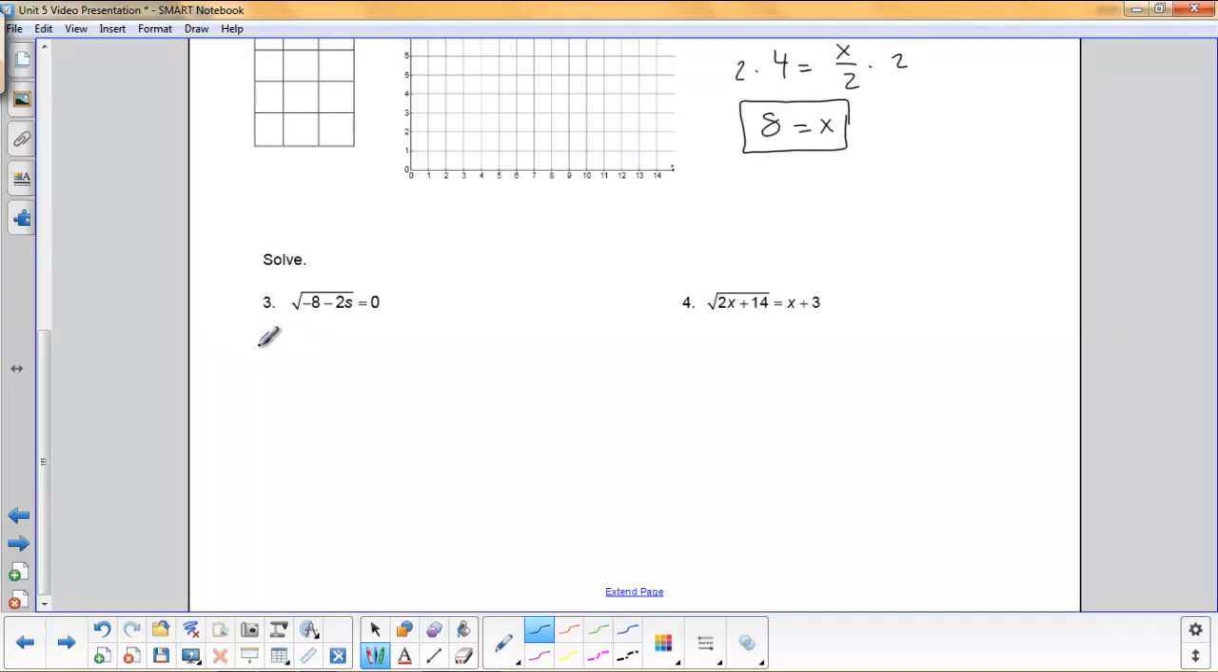All right, we'll begin here by squaring both sides to get rid of the square root. Negative 8 minus 2s equals 0. Add 8 to both sides. Negative 2s equals 8. Divide by negative 2. And s equals negative 4 is the answer I get.